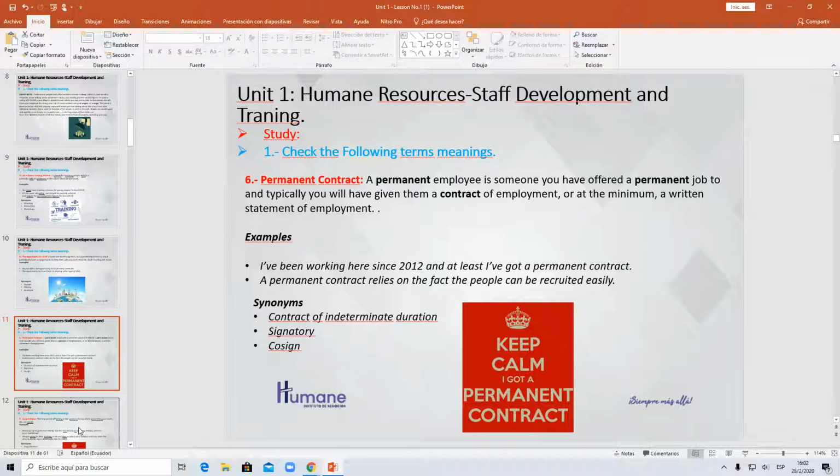Synonyms for this term could be contract for indeterminate duration, signatory, and consignment. Similar to Spanish is the contract for when you're being hired and you have this sense that you can work for a very long term. So as a result, you sign this permanent contract.